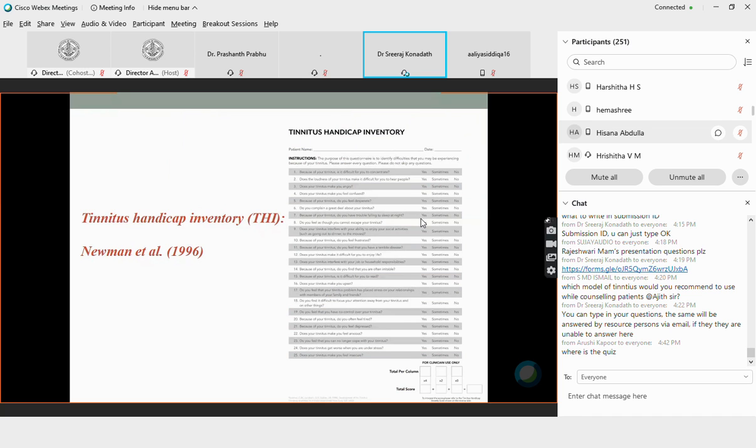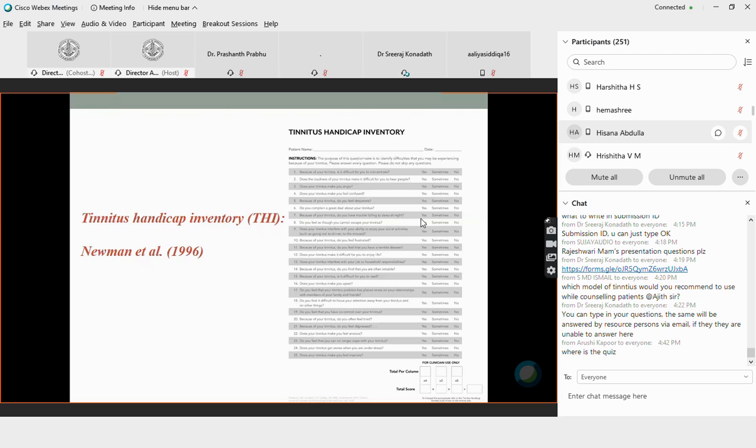So now I'll introduce to you 3 or 4 questionnaires which are very commonly used. I'm not going with lots of questionnaires. You just search for questionnaires for tinnitus assessment, and you will get a lot of questionnaires on Google. So I would recommend you to go for something standardized.